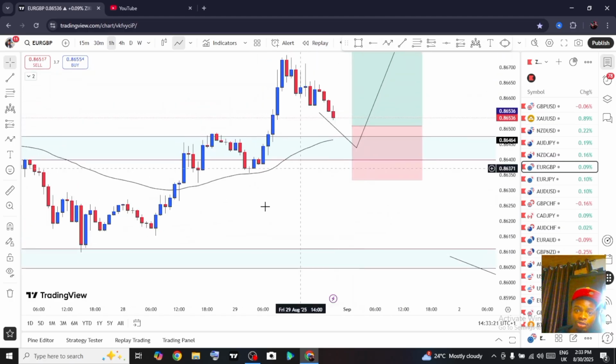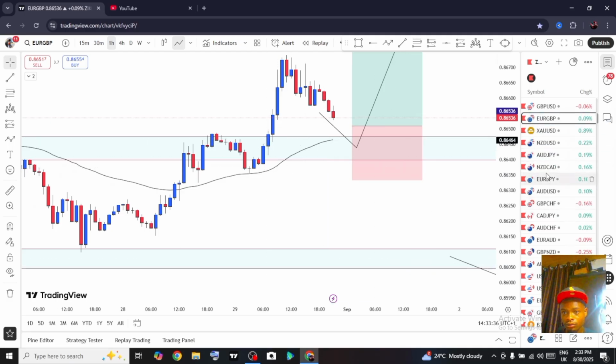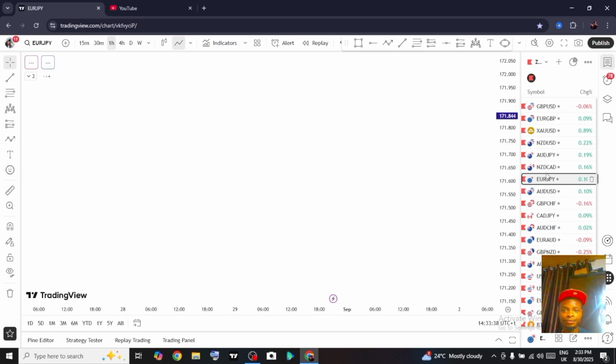So if price just basically passes through this level right here, price breaks below all these levels, then we are no longer going to be looking for buys. We'll be waiting for the sales below this area right here. So I'm going to be adding this pair for the week. EURJPY.